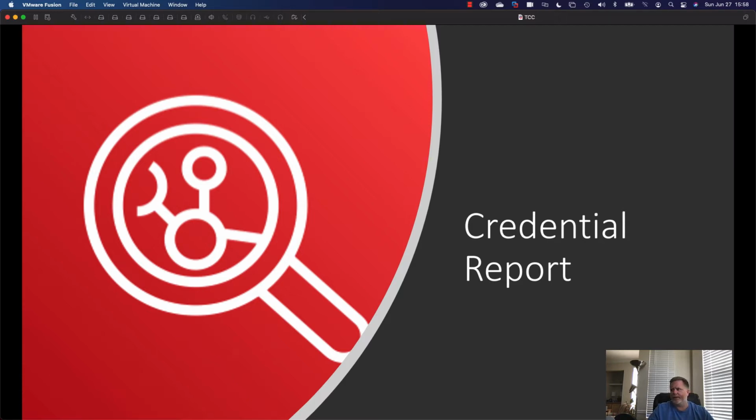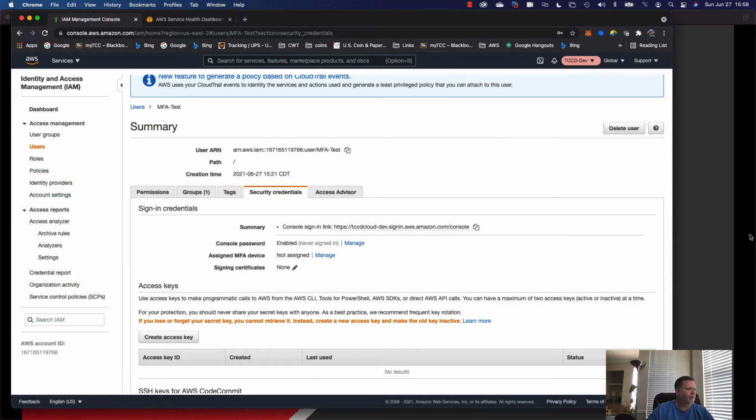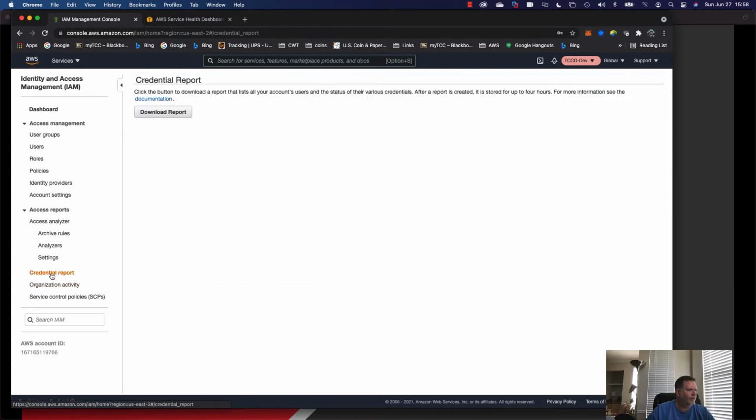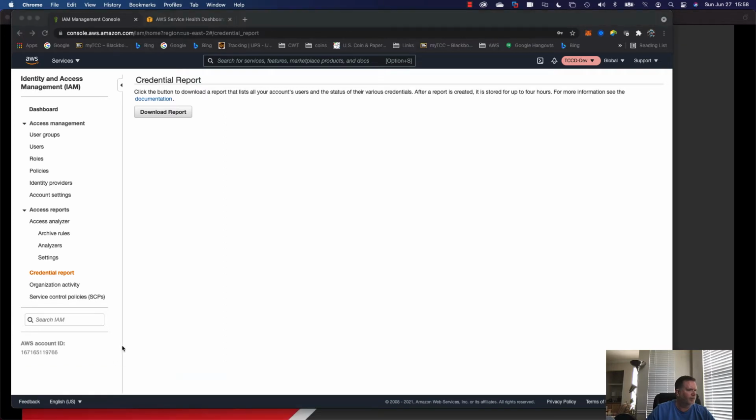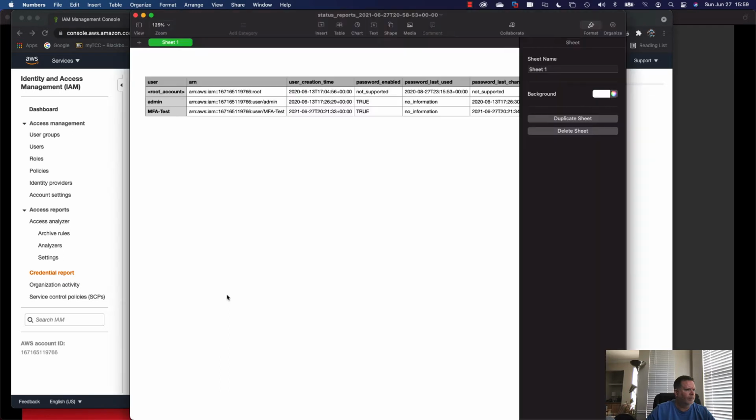So let's go ahead and quickly pull up the IAM Management Console here, and it's credential report, right? And you just download the report, and then it just opens up. Got it here in a table. I've got the root account, the admin account, and the MFA test account that we just created earlier.